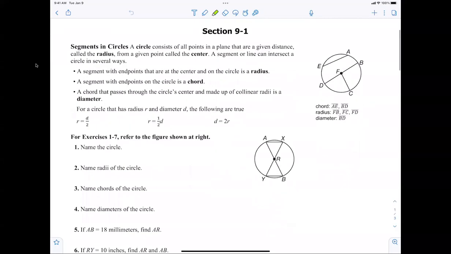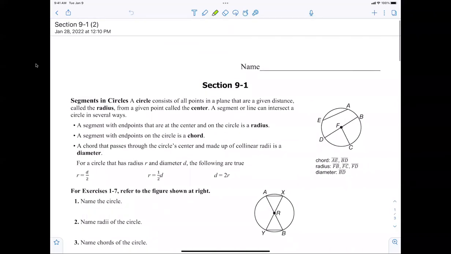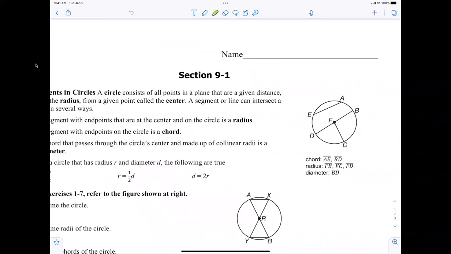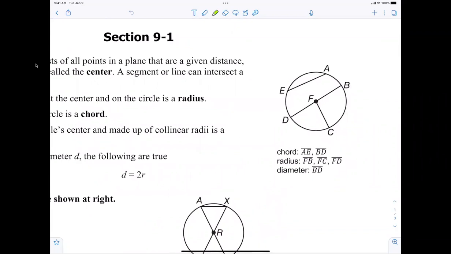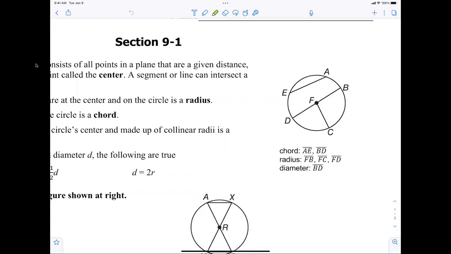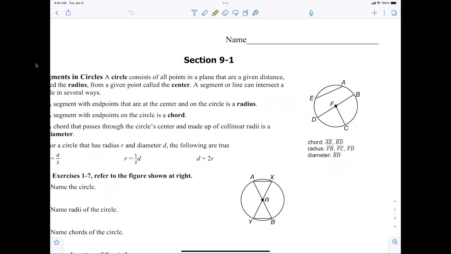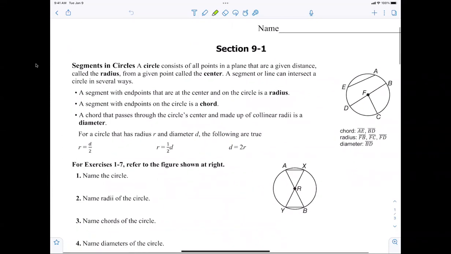Okay, so just briefly, and I'm pretty sure everybody is aware that we define a circle based on the center. So we call this circle right here circle F. And the points on the circle, I am sure everybody knows the reason it's called circle F is because F is the center of the circle.